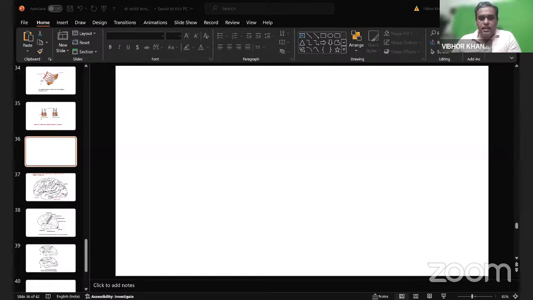So, enumerate the arteries supplying the spinal cord. Again, it's the diagram and artery supply. What are the arteries supplying the spinal cord? Start from above. Theory, I'm telling you.